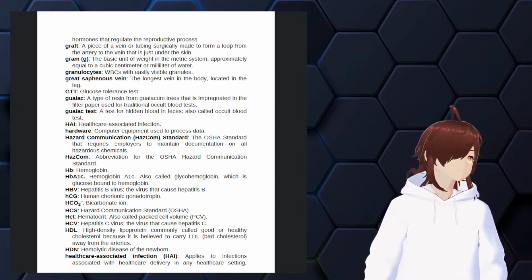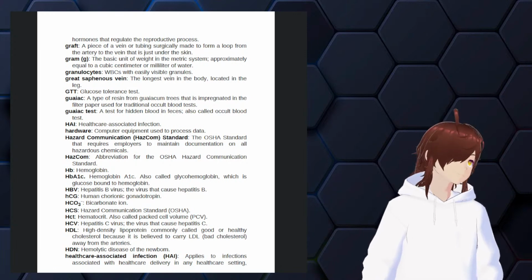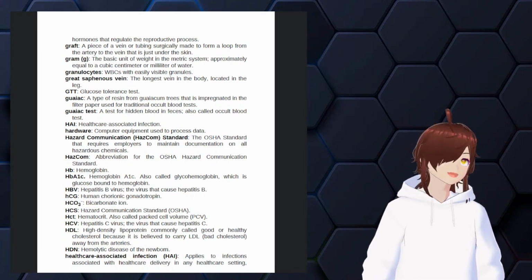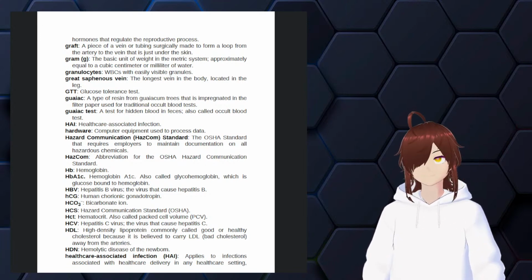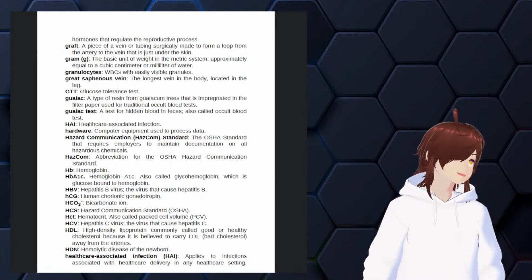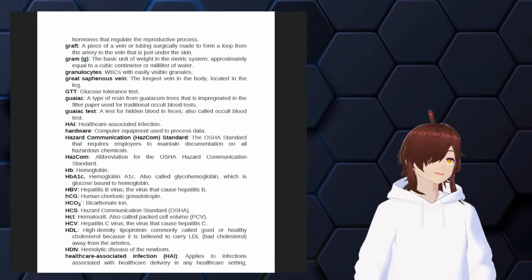GTT, glucose tolerance test. Guaiac, a type of resin from guaiacum trees that is impregnated in the filter paper used for traditional occult blood tests. Guaiac test, a test for hidden blood in feces, also called occult blood test. HAI, healthcare-associated infection. Hardware, computer equipment used to process data. Hazard communication, HAZCOM, standard, the OSHA standard that requires employers to maintain documentation on all hazardous chemicals. HAZCOM, abbreviation for the OSHA Hazard Communication Standard.